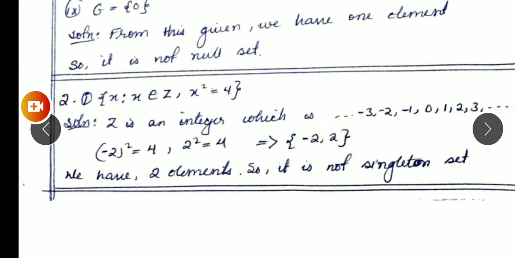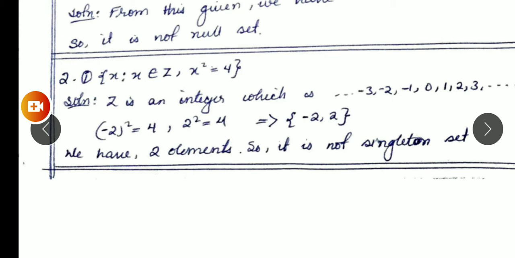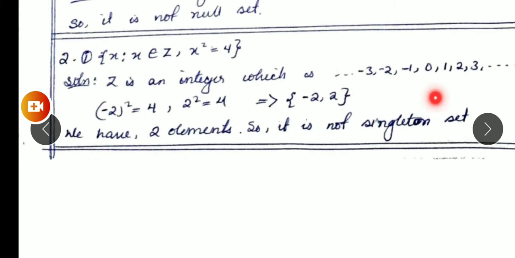x belongs to Z. Z means integer. In short, I hope you are all familiar with what an integer is: from minus infinity to plus infinity, positive and negative natural numbers with 0.